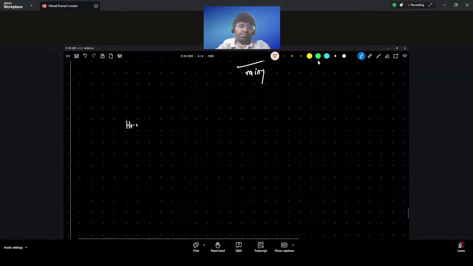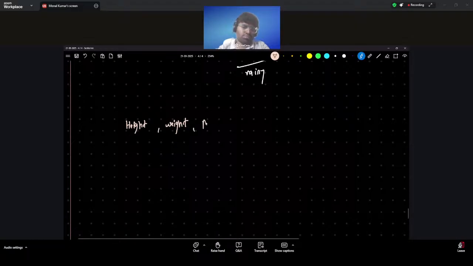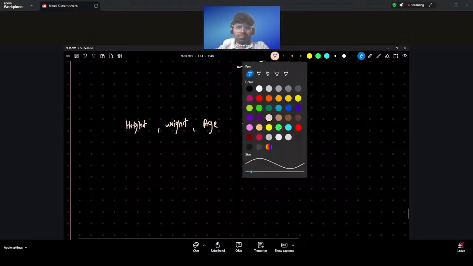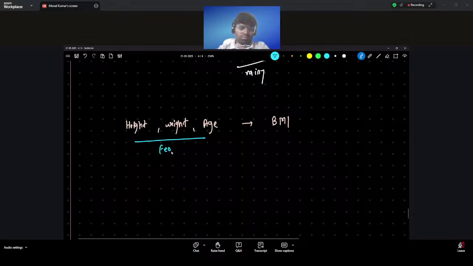Okay. Now I write weight and age. Let's forget about the outlier. Don't worry, Vivek, you will understand now. Given the height, weight, and age, I have BMI. If I say this whole thing are features, and this one is my target, this thing I will call supervised learning. Correct. Great.